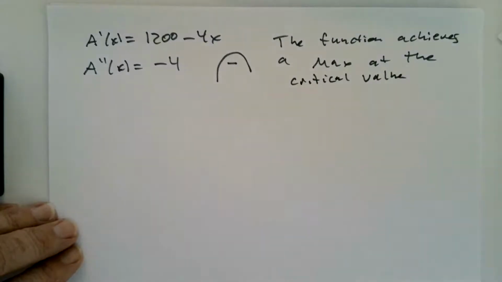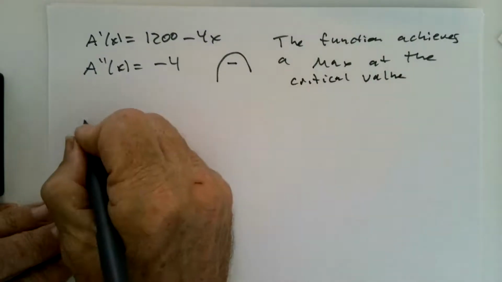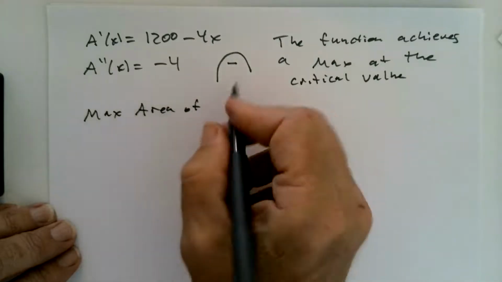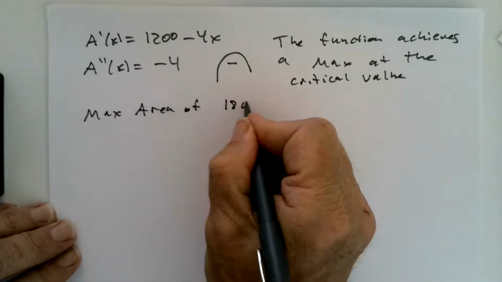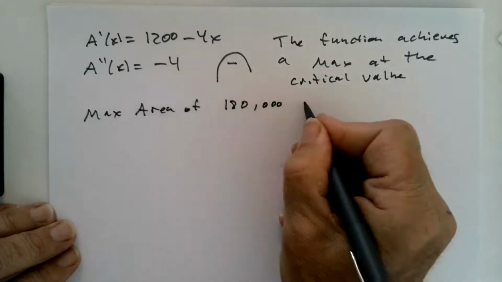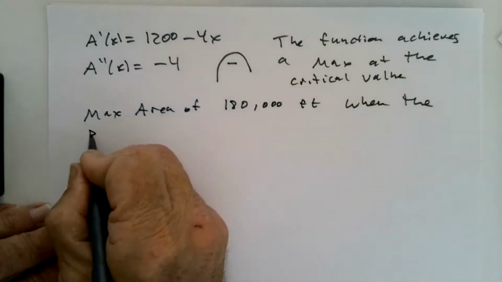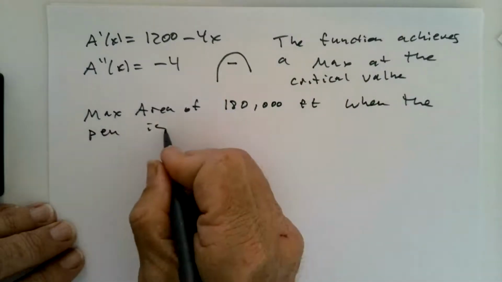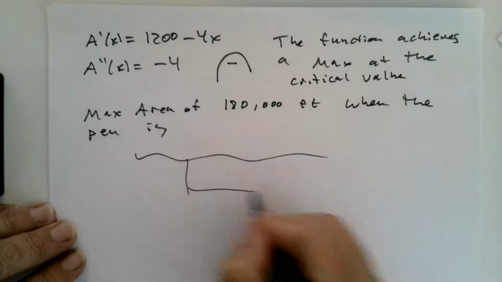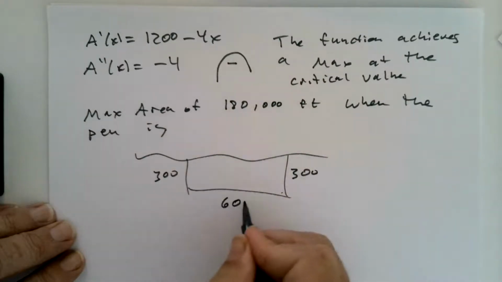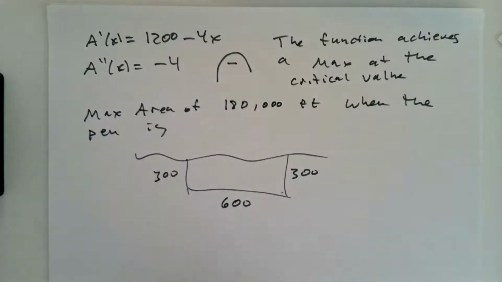So I know for sure that we have a maximum area of 180,000 square feet when the pen is built this way: river, 300, 300, 600 feet. So the second derivative gives that to us.